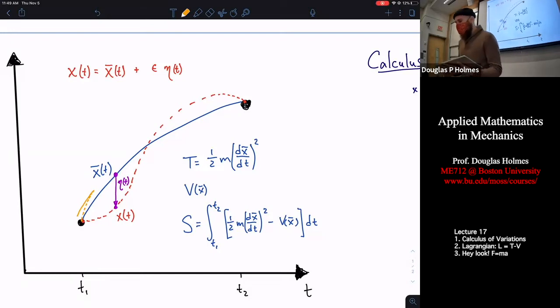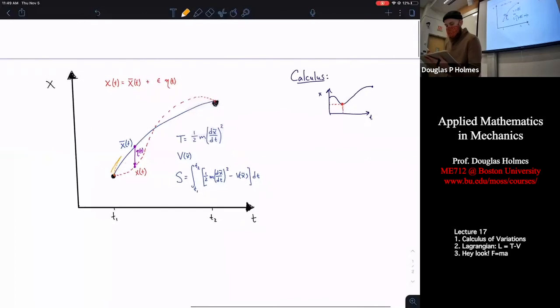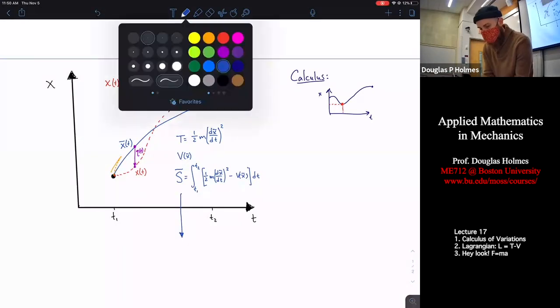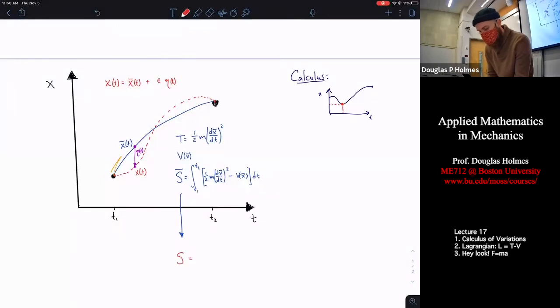Okay. So let's take our action over here. Oops, I'm sorry. I wanted to call the action that we've been writing S bar, because that's the one that corresponds to the actual x bar. And then I want to come down here and draw out S. And S is going to correspond to x, which is this quantity up here. So I'm still going to integrate from the same bounds, T1 to T2.